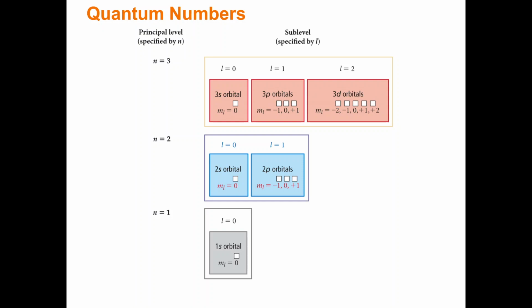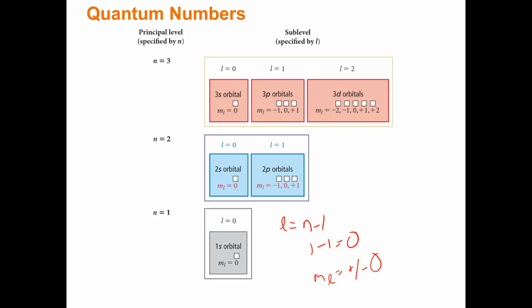Okay, so let's look at a couple shells here. So n is equal to 1. Remember that L is equal to a maximum of n minus 1. If n is equal to 1, L is equal to 1 minus 1, which is 0. So the only possible value of L here is 0. And then m sub L can only be up to plus or minus 0, which really is just 0. So we only have one orbital there.